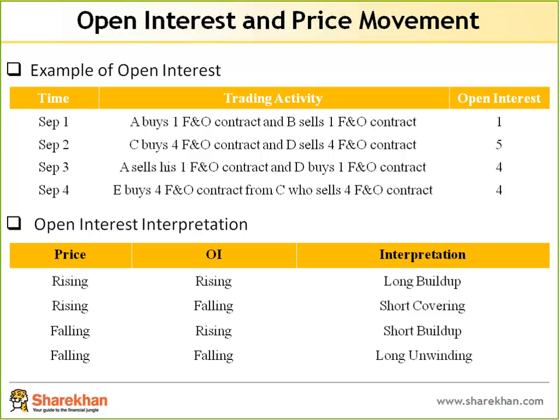There is also a third part, that is short build-up, or shorts getting added. Short addition happens when the price goes down and open interest goes up. If there is any selling pressure on the price, or the price keeps going down, and we see open interest getting added, this criterion tells us that a lot of short positions are building up here.